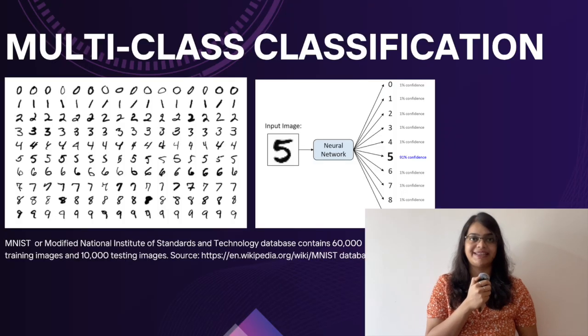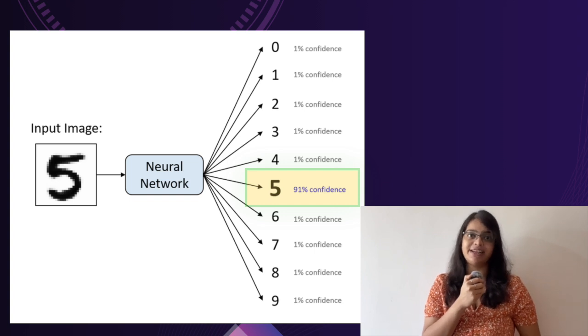Now, what if there are more than two categories? For example, recognizing handwritten digits. Now the model outputs a probability for each class. Let's say the correct answer is digit 5 and the model assigns probability 0.91 to digit 5, which is higher than other digits. That's pretty good, but not perfect. There is still uncertainty, and training is all about reducing that.